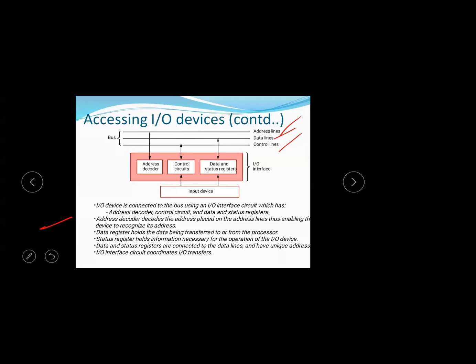And for each device, this is only for one input device. Let us take an input device, keyboard. Similarly, there is another device. Then there is another device connected in a similar manner. There are so many devices connected, N number of devices connected. Just simply I have shown one device, elaborated one device, input device, and bus lines: address line, data line, and control line.